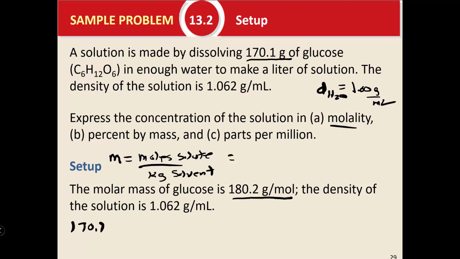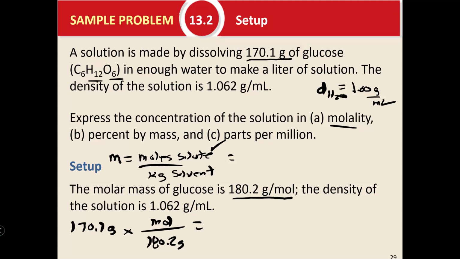I just take the 170.1 grams of glucose, and then I know when I calculate 6 times 12 is 72, 72 plus 12 times 1 is 12, so that's 84, and then 6 times 16 is 96. 96 plus 84 is 180.2. So 180.2 grams per mole. That's the molar mass of the glucose. So if I divide that out, I will get the moles of glucose. So I'll have the moles of the solute.